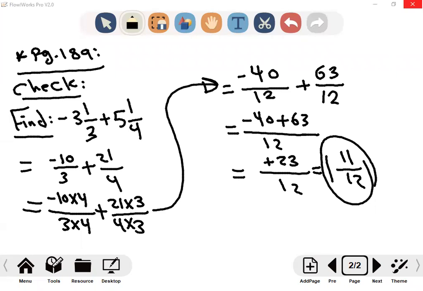Example 3, by the way, Tamim, are you with me? Yes, Mr. Example 3 is similar to this one. It's the same idea: a negative mixed number plus a mixed number, right? So here, we will do the same steps.